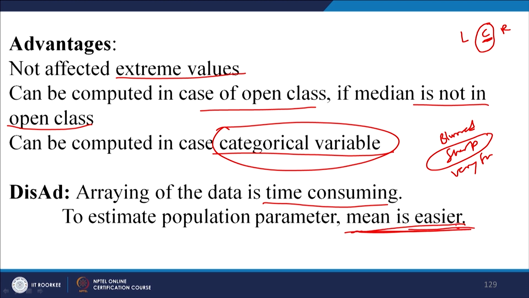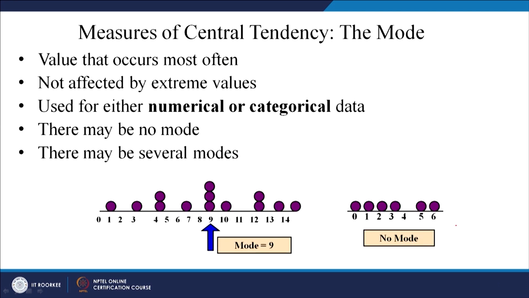So, let us move on to the next slide, wherein we will look at the third and final measure of central tendency. It is called mode. Mode is nothing but the value that occurs most often. It is not affected by extreme values, just similar to what we have seen in case of median, and it is used for either numerical or categorical data. So, this is again a big advantage.